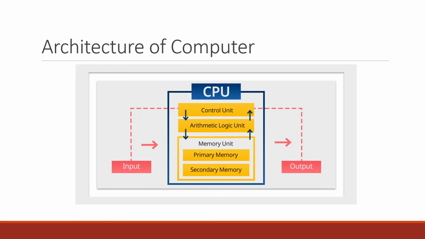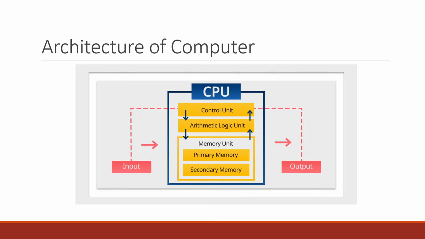Currently, we have three blocks. One is the control unit, another one is the arithmetic logic unit. This one is the ALU. We have one more unit that is considered as the memory unit. Under the memory unit, we again have two types. One is the primary memory and one more is the secondary memory.